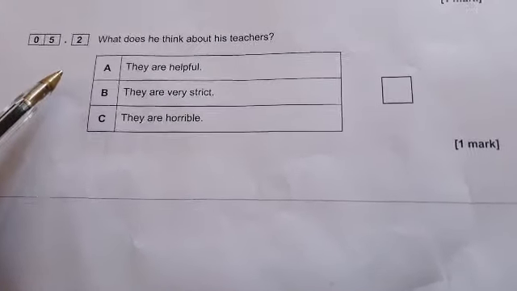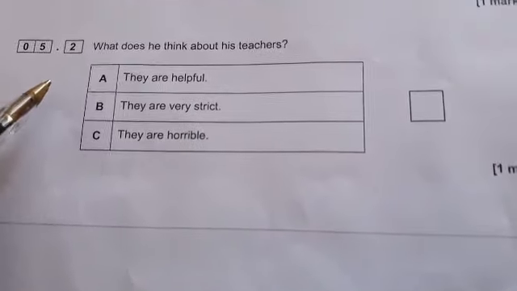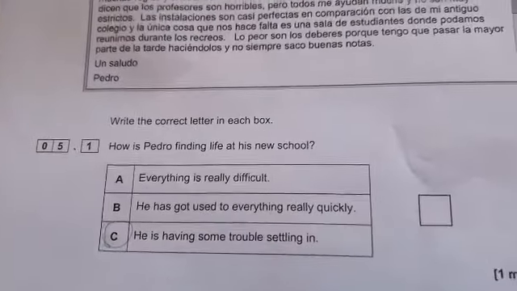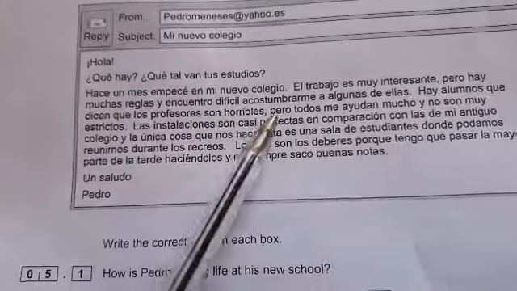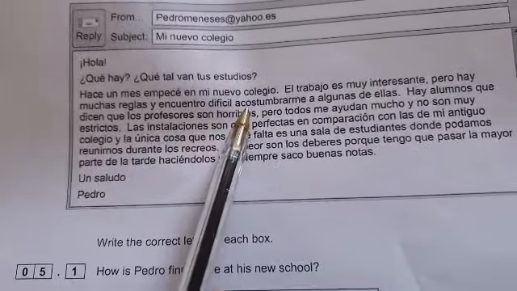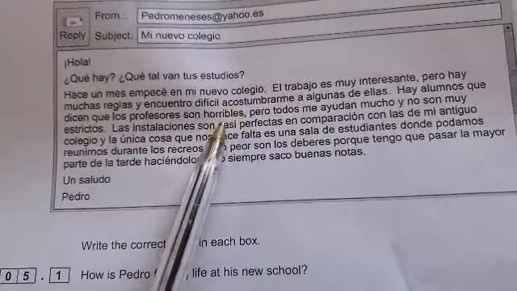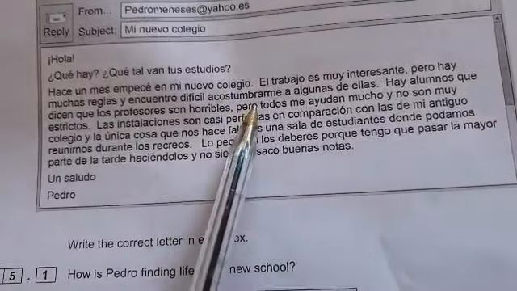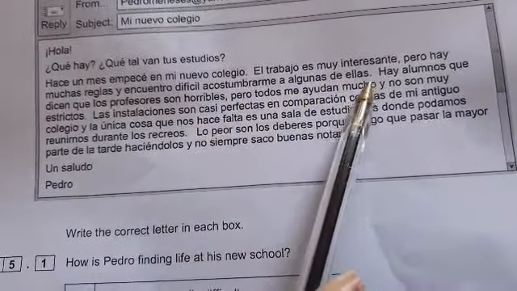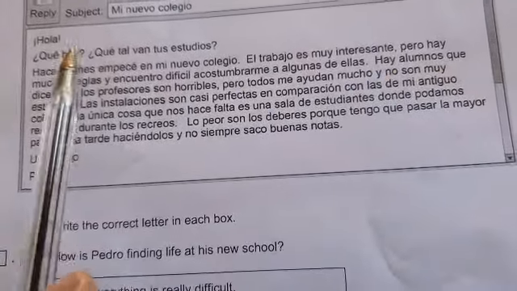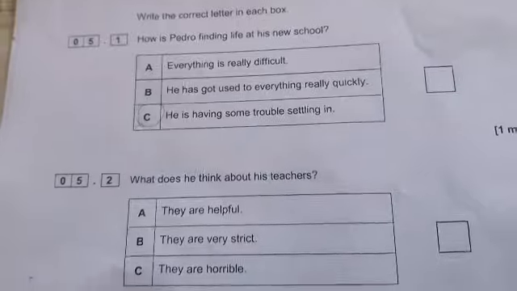And he goes on to say, what does he say about his teachers? Alumnos dicen que los profesores. So some students say that the teachers are horrible. Keyword, pero todos me ayudan mucho. They all help me a lot. Y no son muy estrictos. So they all help me a lot and they're not very strict.